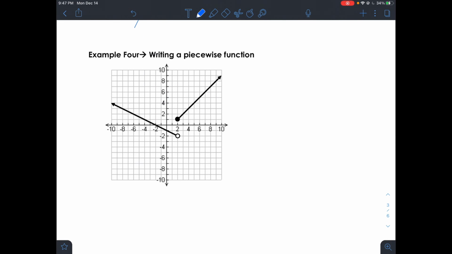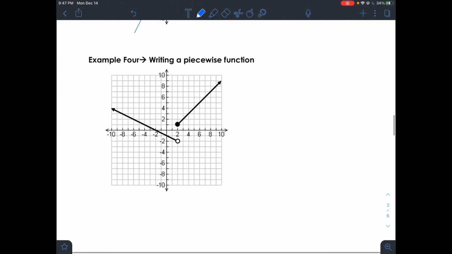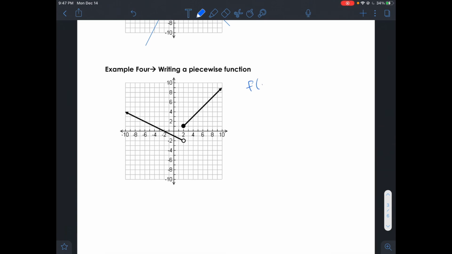All right, so example 4, writing a piecewise function. For this one, you guys have to come up with the equation. First off, if we're writing this, we have f of x. We're going to do our little swirly brackets. We have to figure out, first off, what's our switch point? Where do the two functions switch up? This happens at 2, all right?